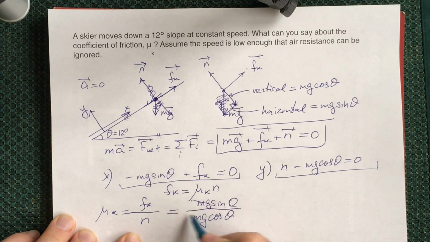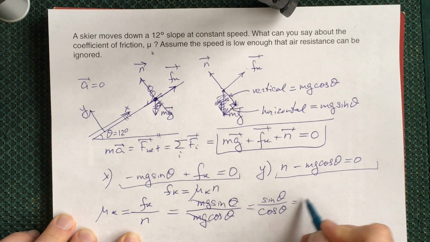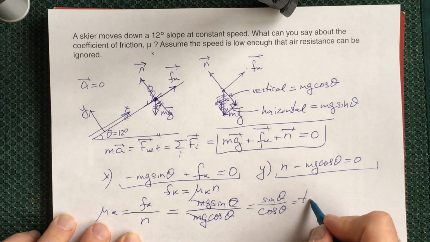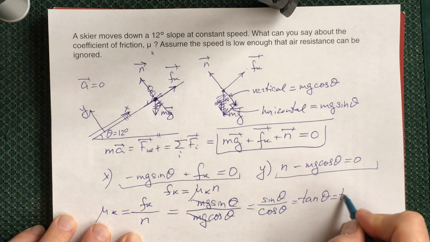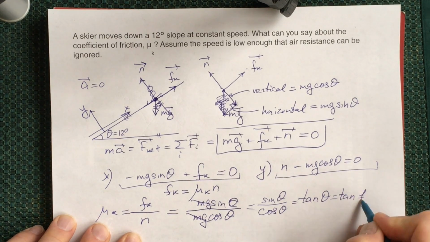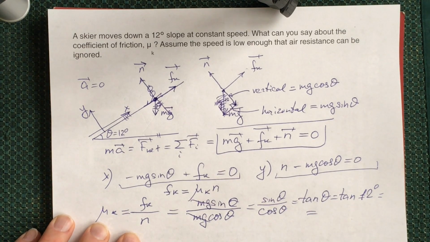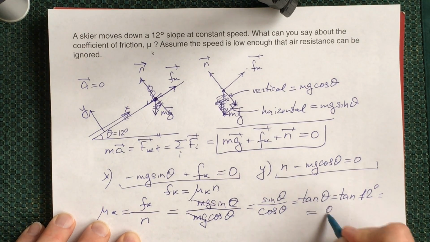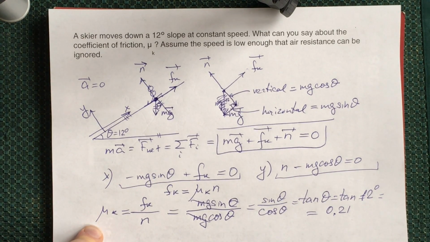You see that mg will be safely cancelled, and you will have sine theta divided by cosine theta, which means that the coefficient of kinetic friction coincides with the tangent of the angle theta, tangent of 12 degrees in our case. And if you use a calculator to find this tangent, you will have the value 0.21. This is the value of the coefficient of kinetic friction. We solved the problem completely.